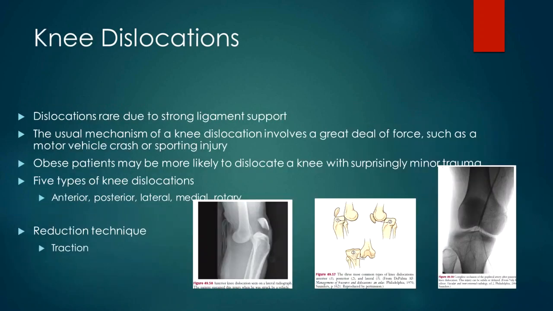Knee dislocations are rare due to strong ligamentous support. The usual mechanism of a knee dislocation involves a great deal of force, such as a motor vehicle crash or sporting injury. Obese patients are more likely to dislocate a knee with surprisingly minor trauma. You have five types: anterior, posterior, lateral, medial, and rotary.